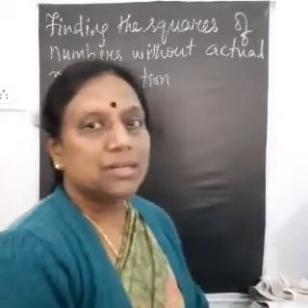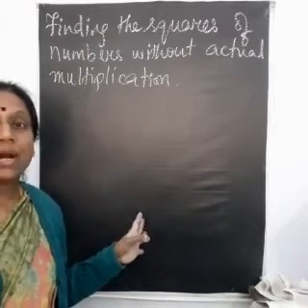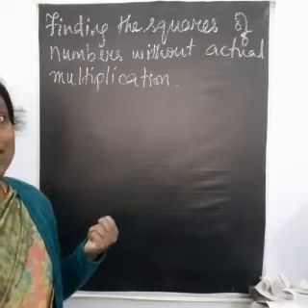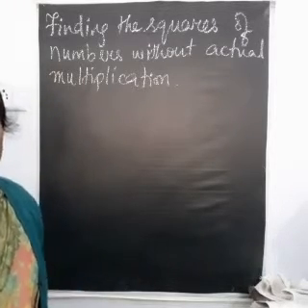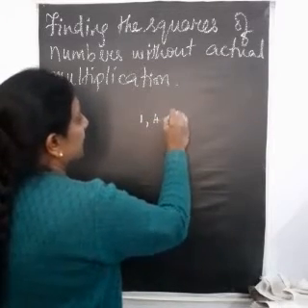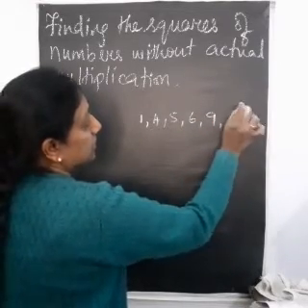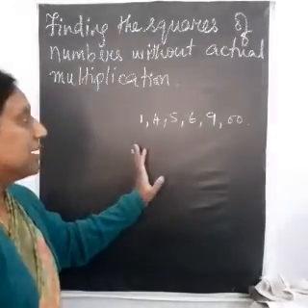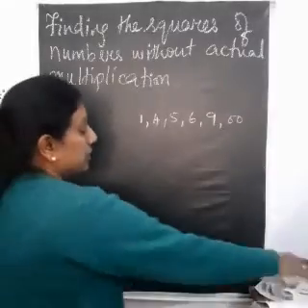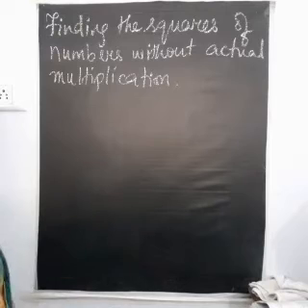In the last video I had explained how to recognize square numbers by looking at the units place of the square number, and we found that square numbers always end with 1, 4, 5, 6, 9 and an even number of zeros. That is what we got during the last class. Now we are going to find the squares of numbers without actual multiplication.